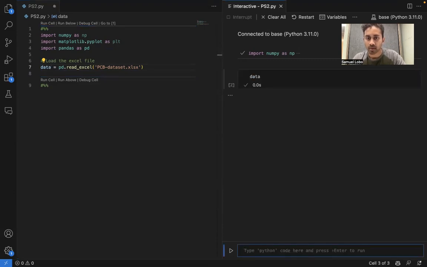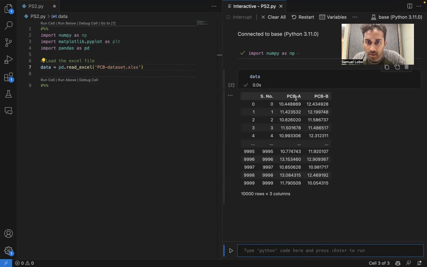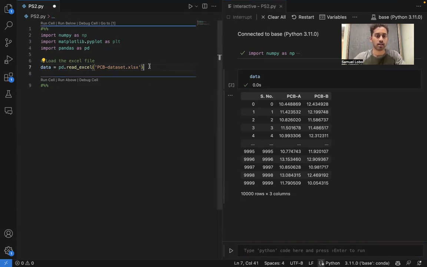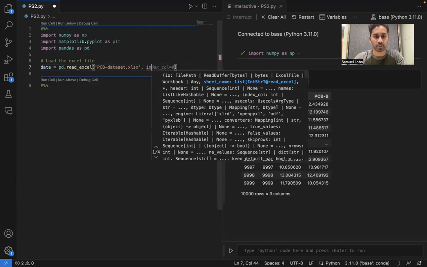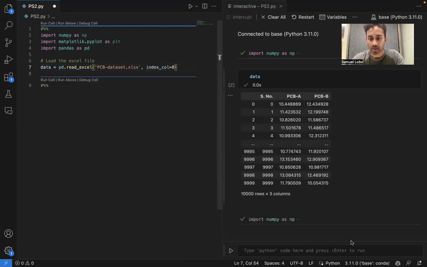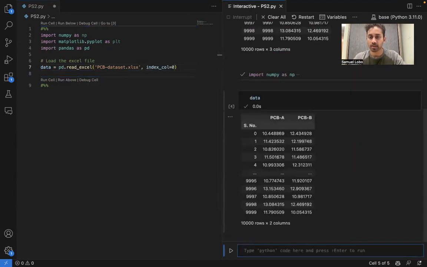Okay. So it looks pretty good. Something you could do is, it looks like this is the index over here, and it's reading the double index. It's a minor thing, but you could fix it by saying index column equals 0. And now when I type data, it should be healthy.